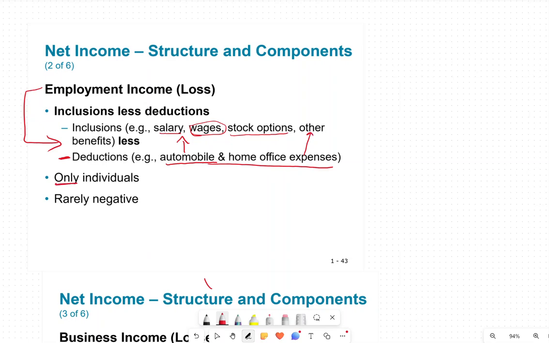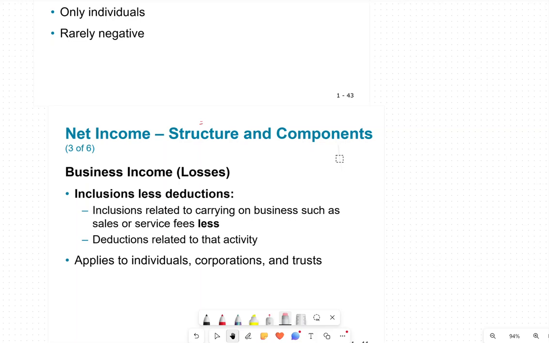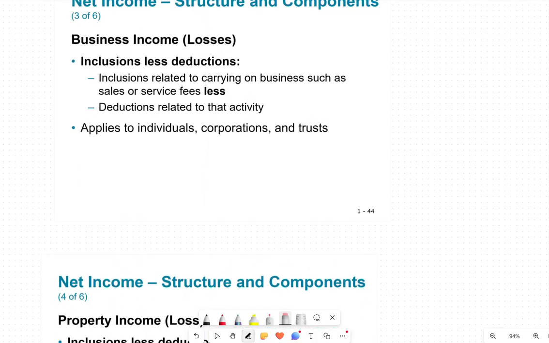It is only applied to the individual. Of course, employment income is only allowed for individuals. It is never negative. So mostly you earn income, income is a positive number, and you are allowed some deductions. That will be employment income. You are also going to have business income, or you could have business losses. Now if we were to think of business income, how do you calculate the business income?